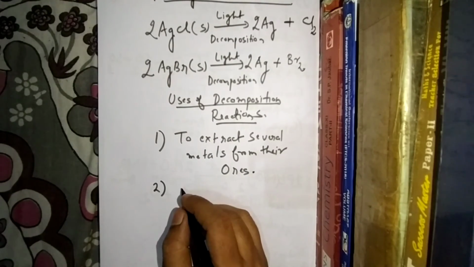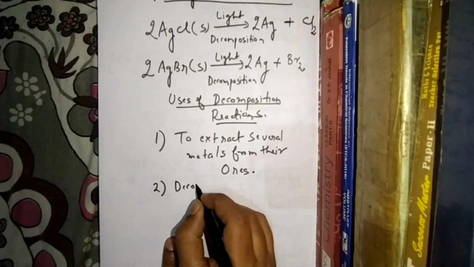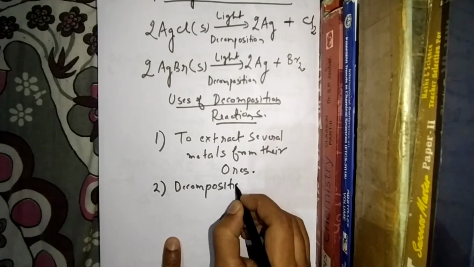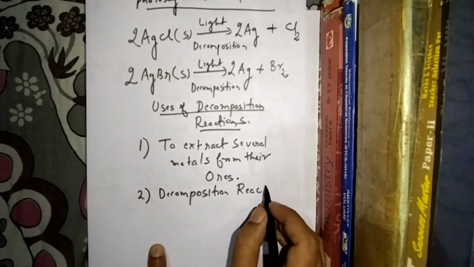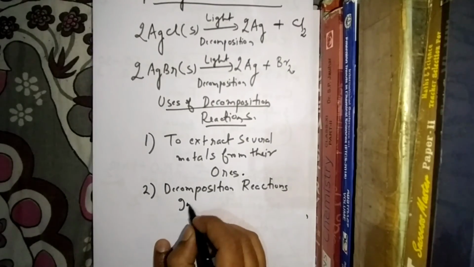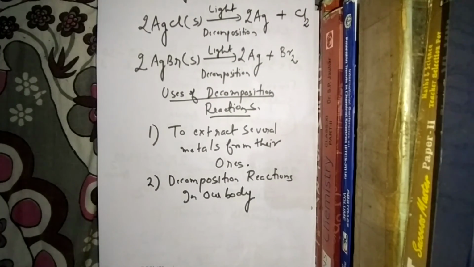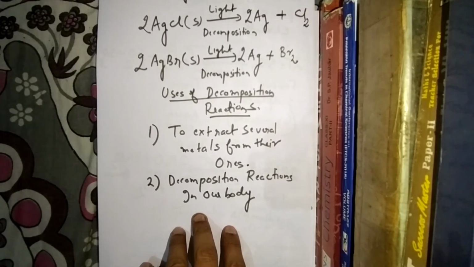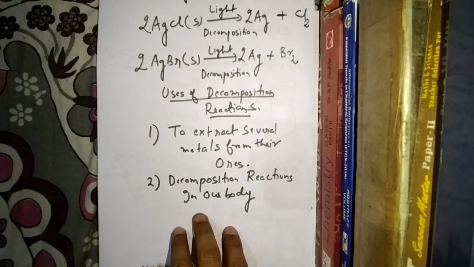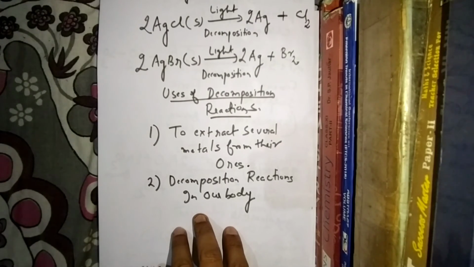Okay, now again second example. अब आपने decomposition reactions in our body. Now student, the digestion of food in body is an example of decomposition reaction. When we eat food like wheat, rice or potatoes, then the starch present in them decomposes to give simple sugars like glucose in the body and the proteins decompose to form amino acids.